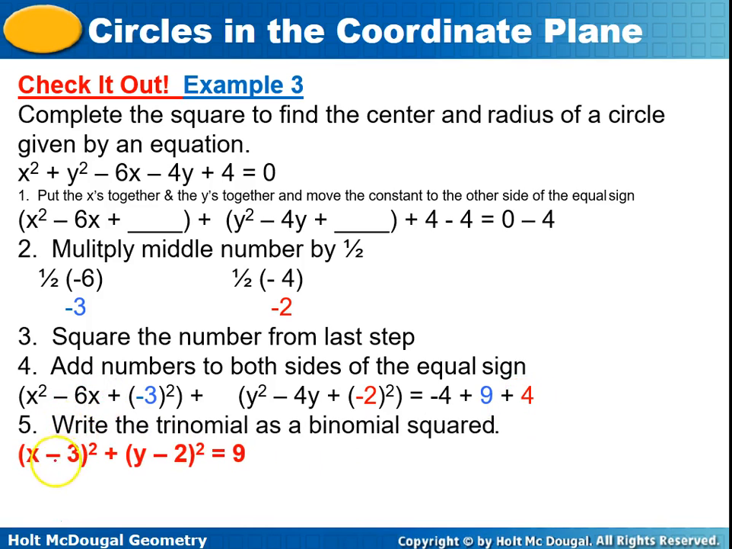Then we're going to simplify because, again, we're going to take this number, this negative 3, and do x minus 3 squared. We're going to take this minus 2 right here, and we're going to put it right here.